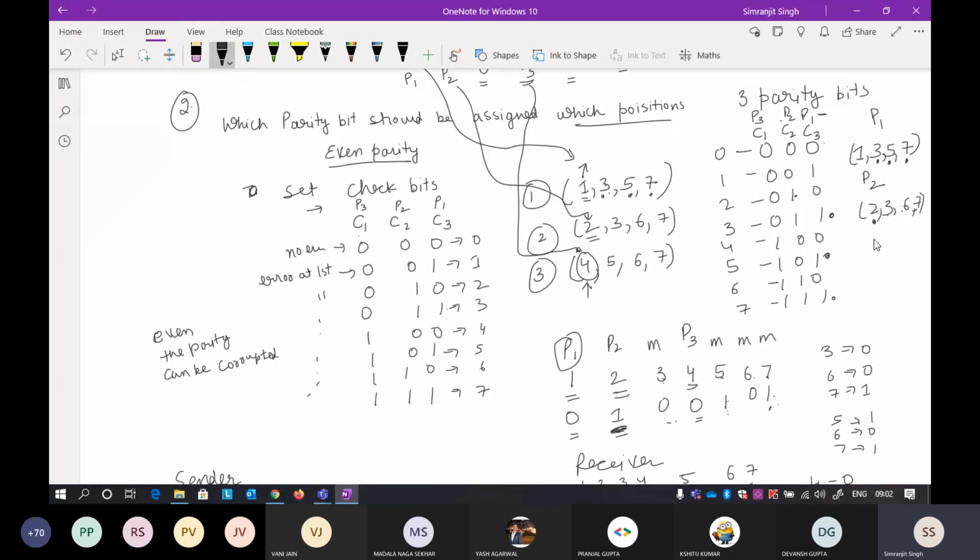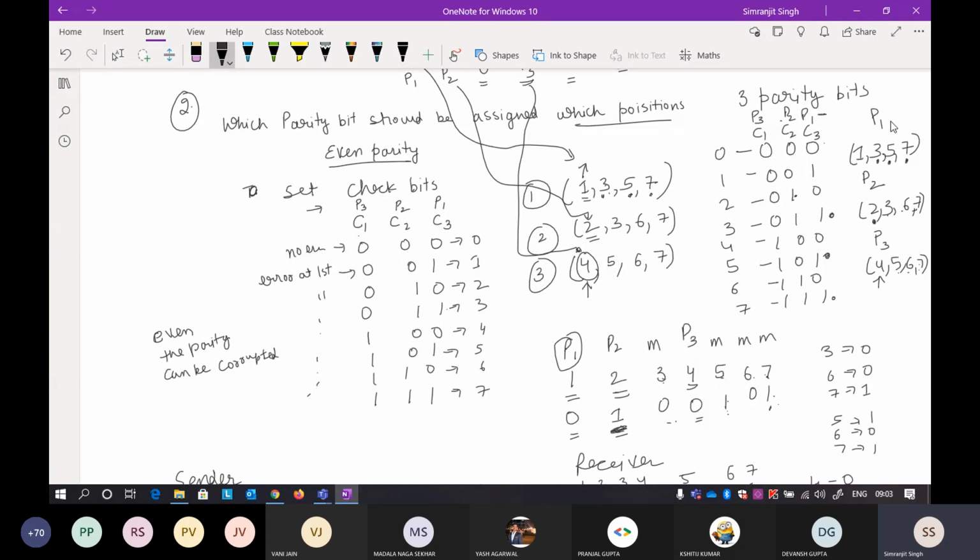In a similar way, go for P3. Where is the 1 here? It is 4, 5, 6 and 7. So parity bit 3, present at position 4, will be set based on the positions 5, 6 and 7. 5, 6 and 7 is already an even parity, so I'm adding a 0 at this position 4.